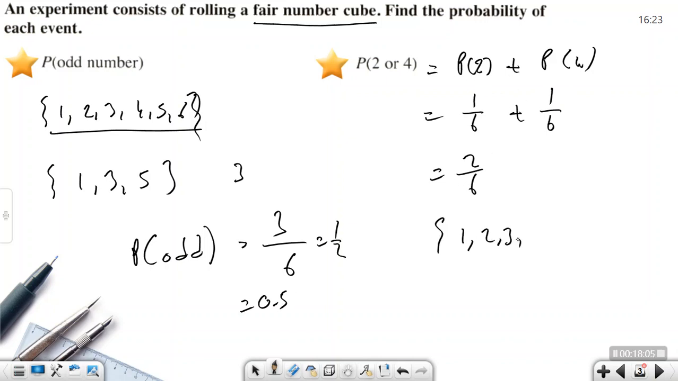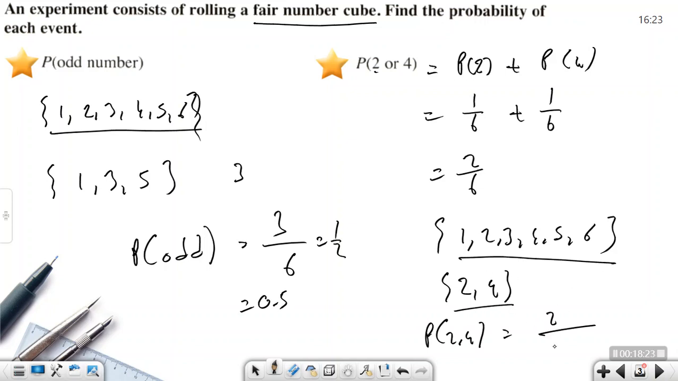Again, we have 1, 2, 3, 4, 5, and 6 on the cube. What is the question asking? 2 or 4. As you see, there are 2 elements, so the number of this set is 2. The probability of 2 or 4 is 2 elements over 6 elements, 2 over 6, which is 1 over 3. That's equal to 0.33 repeating, with the 3 repeating.